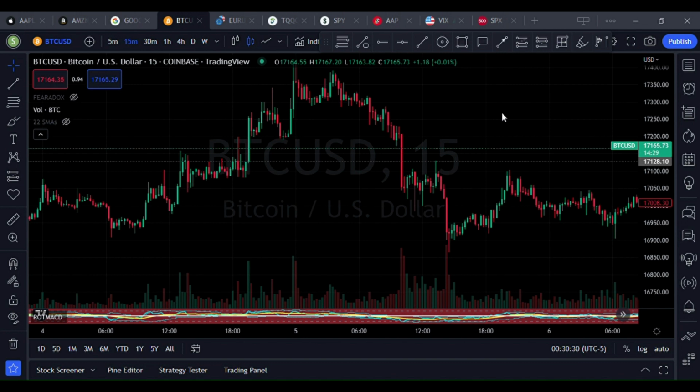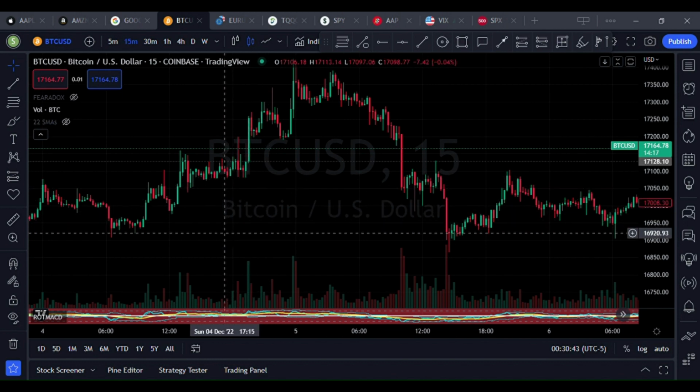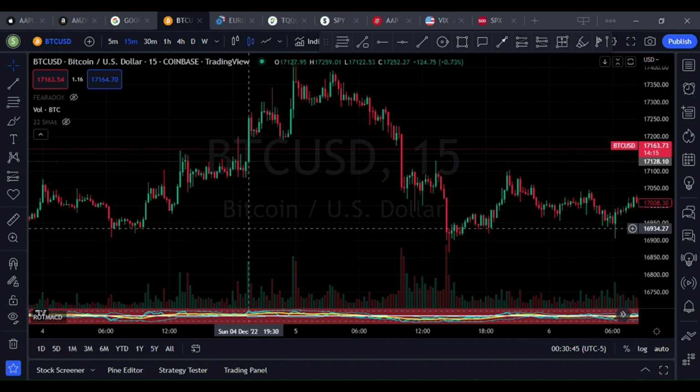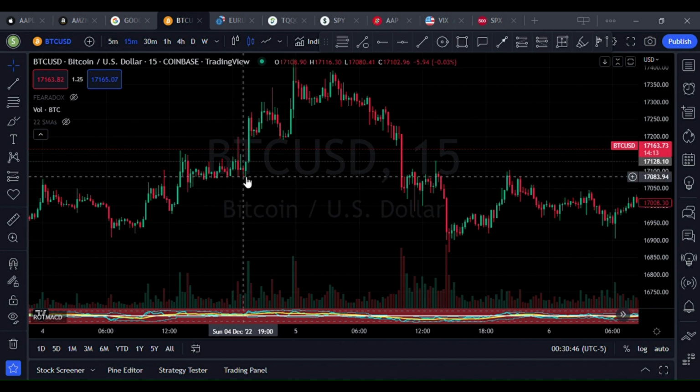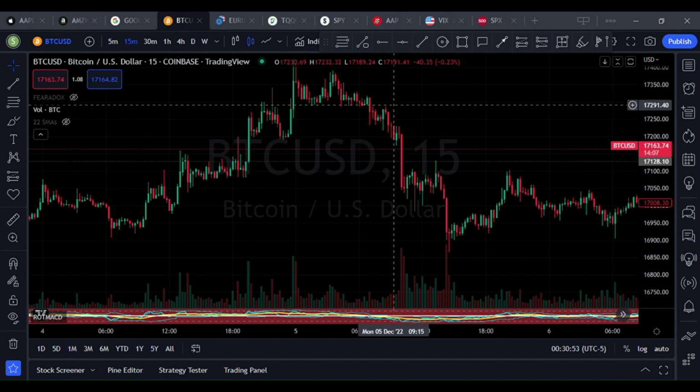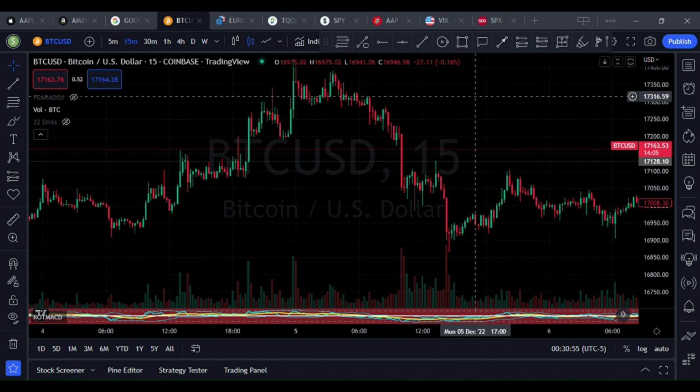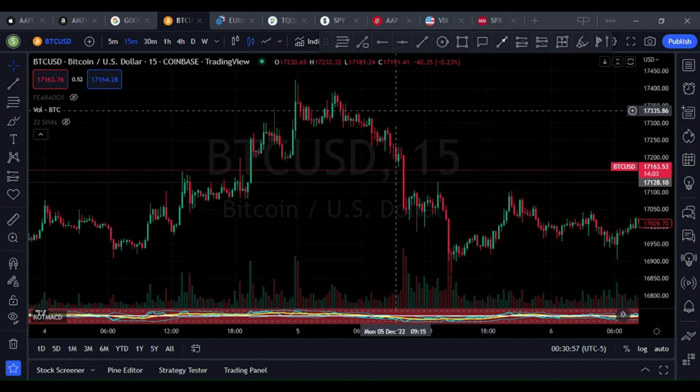We're going to be on the Bitcoin USD chart. The only reason I'm using this is because it moves all the time and it has a lot of volume. So you're going to be able to see a couple of moves based off of supply and demand just in this 15-minute chart. I'm going to start doing this from December 4th, 15-minute chart. So I'm just going to start picking out supply and demand zones, and then I'll tell you why I'm doing it the way I do it.